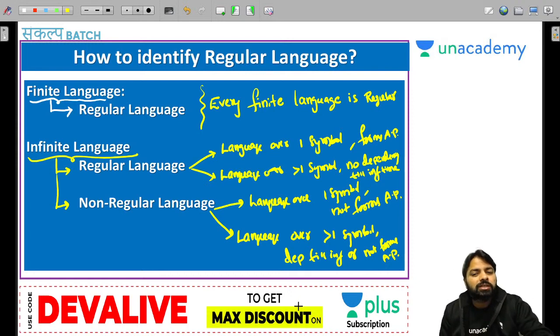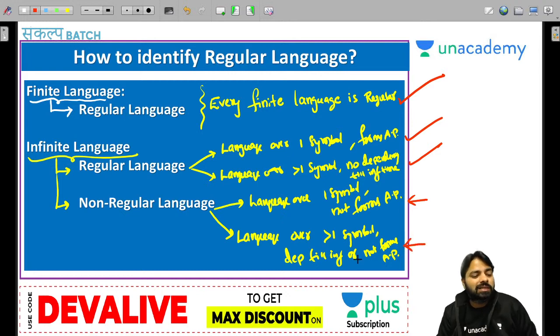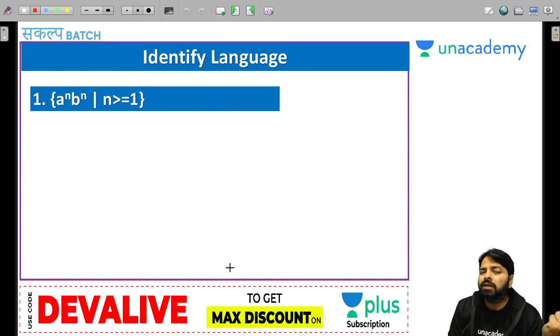Remember some of the important points that we are going to take care of while identifying regular languages. Every finite language is regular, forming AP is regular, and a language over one symbol that has no dependency till infinite time is regular. The remaining two cases, not forming AP or having a dependency between the symbols, make it non-regular. But to identify these, you need to understand the problem. Let's begin. The first one, what could be the reason to be not a regular language?